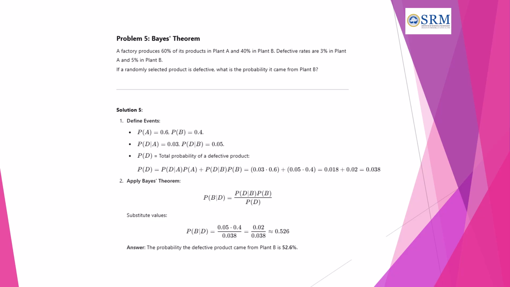Then the conditional probability is computed as the defect rate in plant B multiplied by the production proportion of plant B divided by the total defect probability. This gives a probability of approximately 52.6%, meaning that there is a 52.6% chance that a defective product came from plant B.